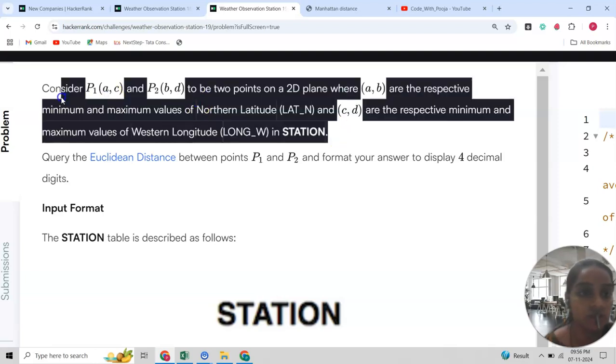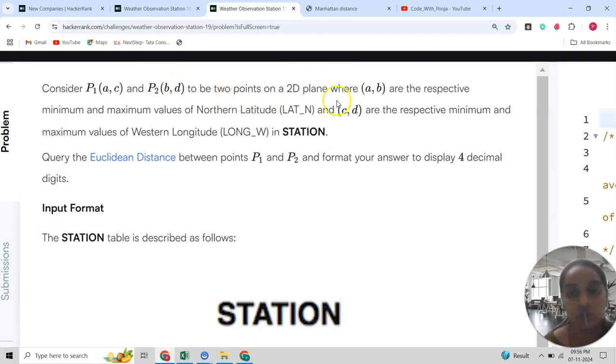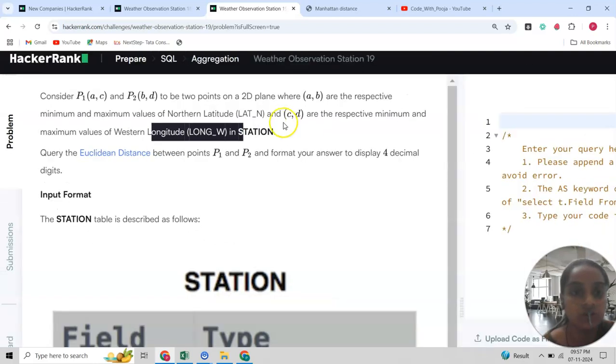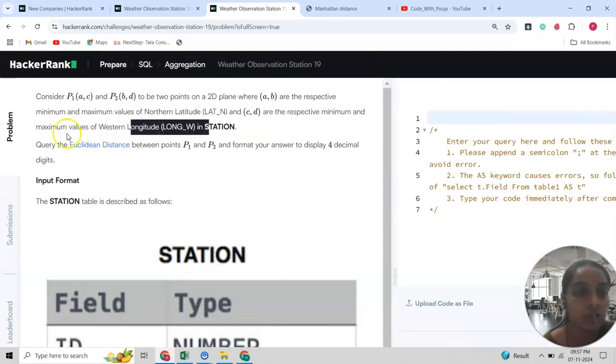Okay, the question is the same. Consider P1 and P2 as 2 points with particular latitude and longitude. A1 and B1 will be the maximum and minimum value of northern latitude, and C and D will be the minimum and maximum of the longitude. Okay, now query the Euclidean distance.